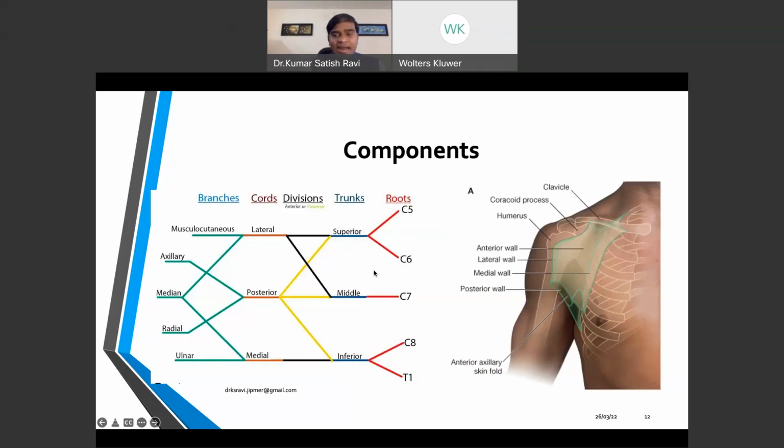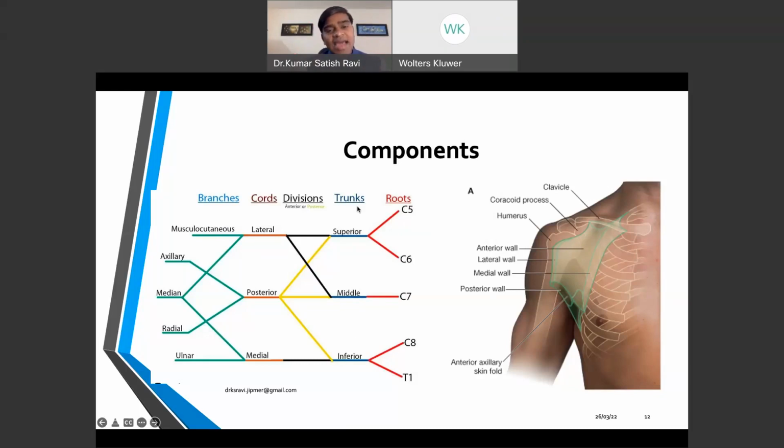This is the schematic diagram over here. You can see C7 will continue as the middle trunk, and C8 and T1 will join and form the lower trunk. Now, these trunks will have two divisions. Each trunk will divide into two: one is the anterior division and another is the posterior division.